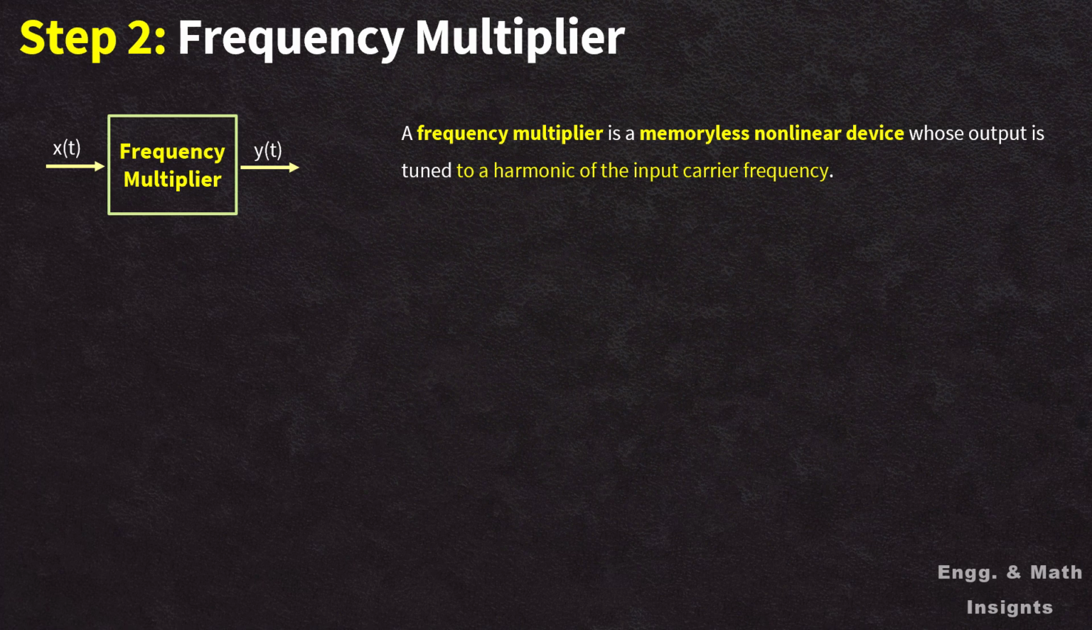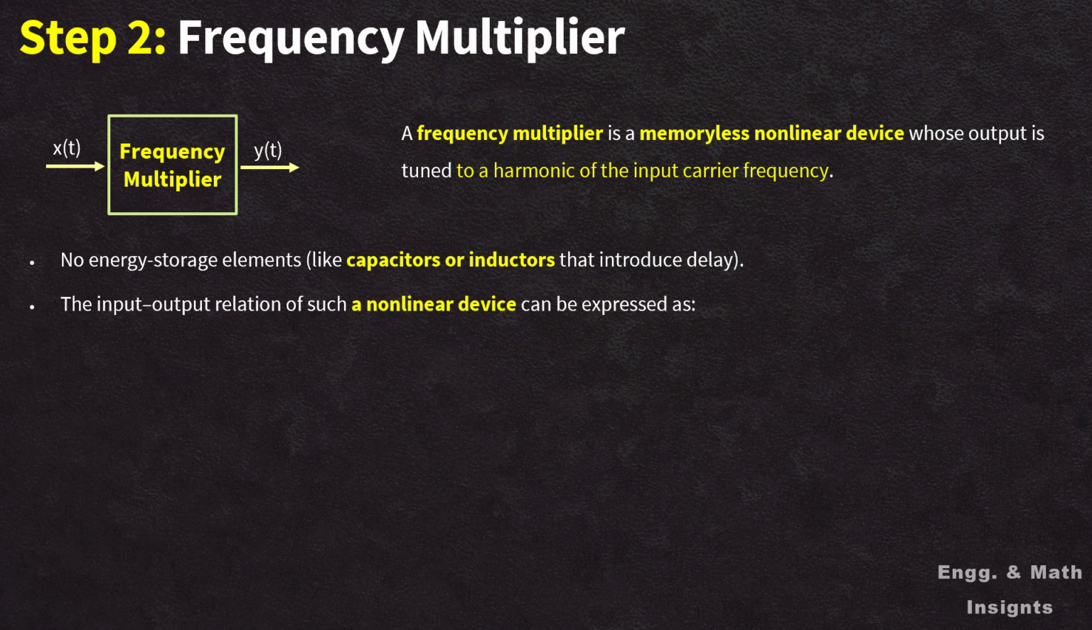A frequency multiplier is a memoryless nonlinear device whose output is tuned to a harmonic of the input carrier frequency. Since the device is memoryless, it contains no energy storage elements like capacitors or inductors that introduce delay. The input-output relation of such a nonlinear device can be expressed as V output is equal to a1 s(t) plus a2 s(t) squared, up to an s(t) to the power n.